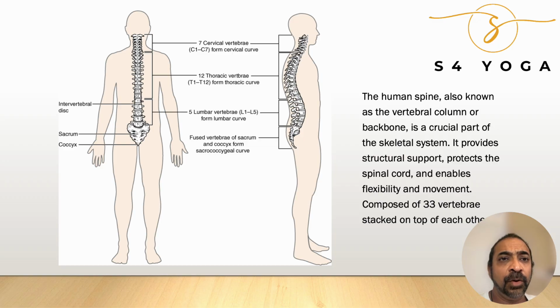You have the 7 cervical, C1, 2, 3 to 7. That's the cervical. The second one is the thorax from T1 to T12, so there are 12 vertebrae in that. The third one is the lumbar, which is L1 through L5, 5 vertebrae. And the last one is the sacrum and coccyx, also known as the tailbone.